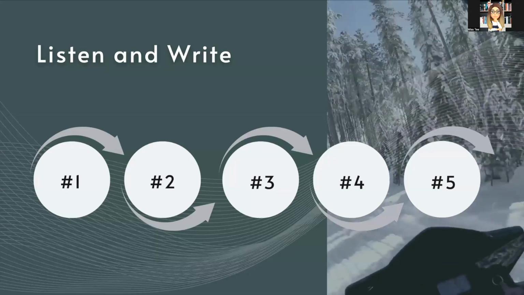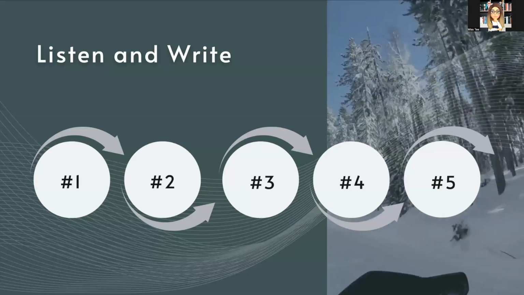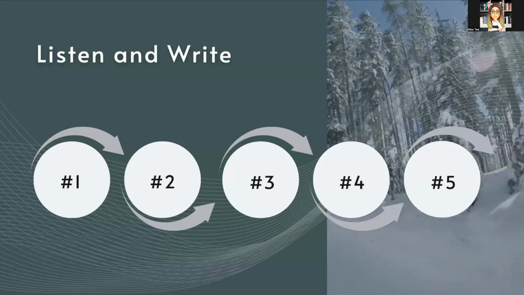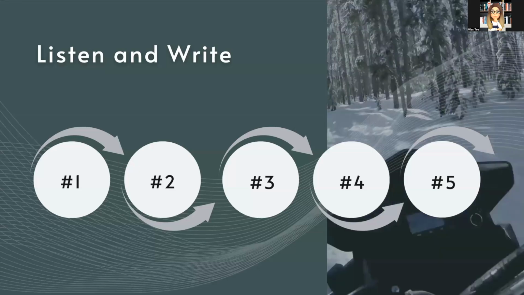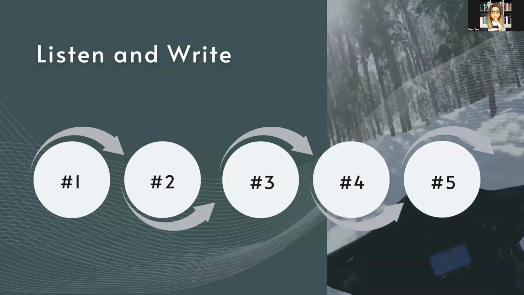Number 5. The flurries covered the frozen lake quickly. The flurries covered the frozen lake quickly.